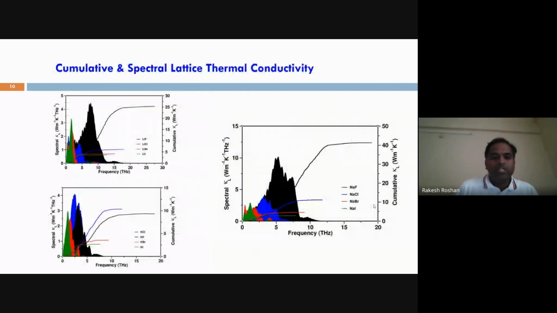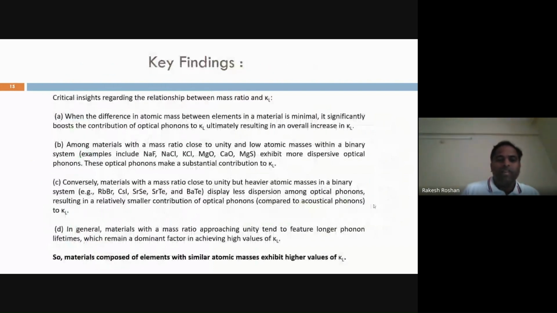So let me just go back to the findings. Conversely, materials with a mass ratio close to unity but heavier atomic masses display less dispersion among the optical phonons and relatively smaller contribution. So in general, looking at all of these results, we came up with a conclusion that whenever you have materials with a mass ratio approaching unity, they tend to have longer phonon lifetimes, which means you will get a high KL value. So this remains a dominating factor in achieving high K values. So the conclusion is materials composed of elements with similar atomic masses will exhibit higher values of KL.